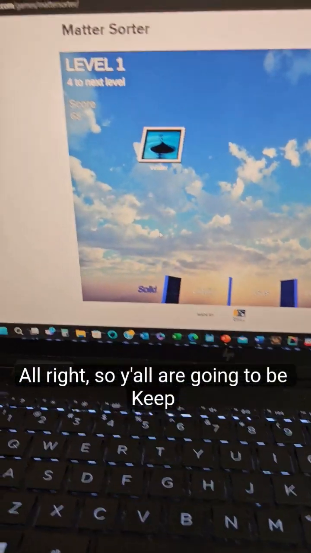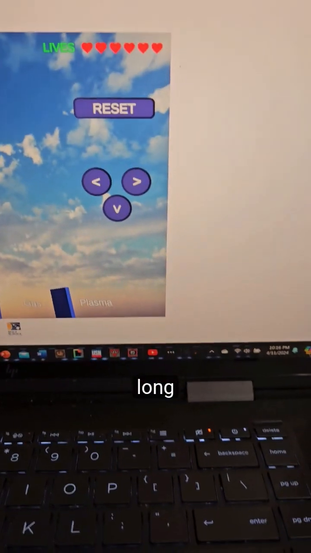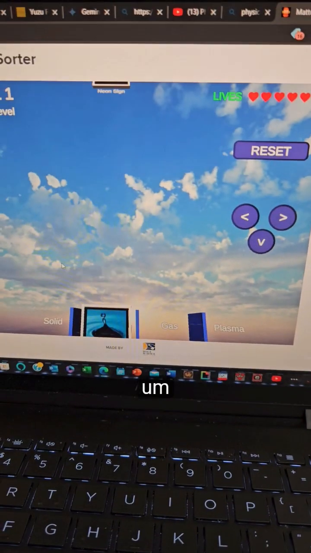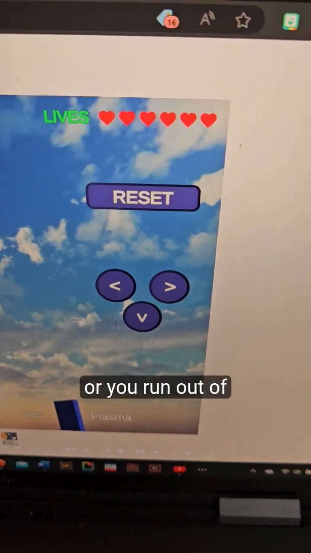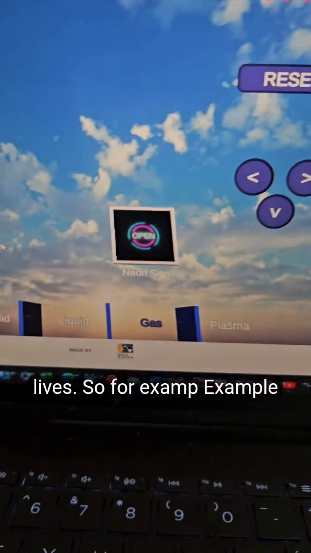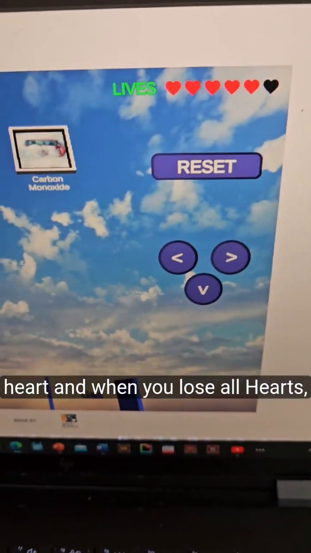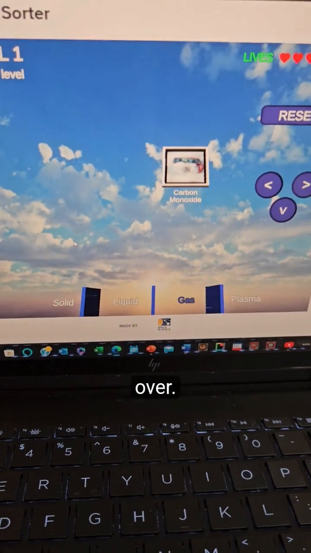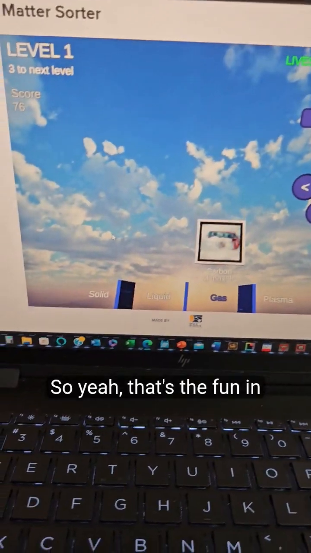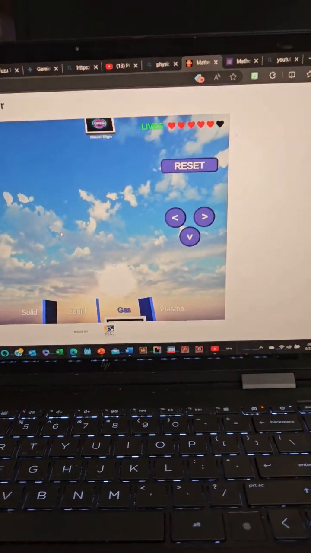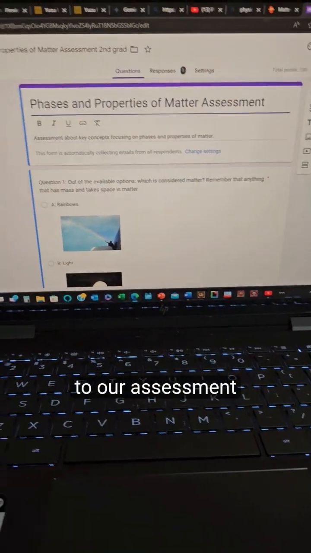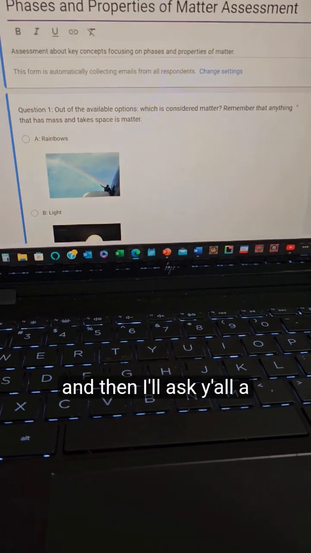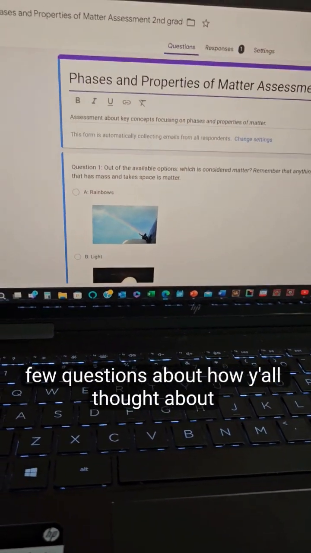Alright, so y'all are going to keep playing this game until you can reach the next level or you run out of lives. So for example, this is what happens when you run out of lives. You lose a heart. And when you lose all the hearts, it's game over. So yeah, that's the fun in that. Alright, and then let's go straight to our assessment. And then I'll ask y'all a few questions about how y'all thought about that.